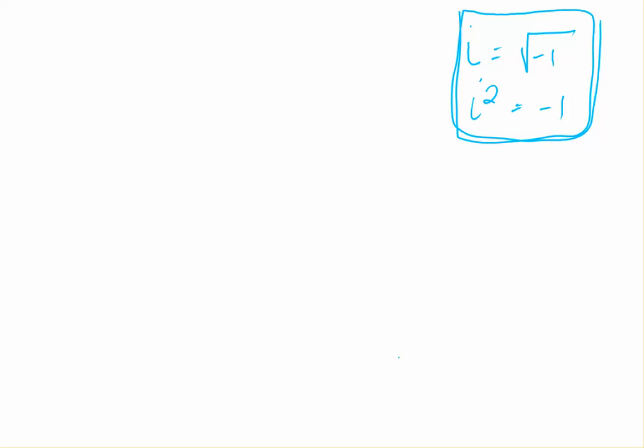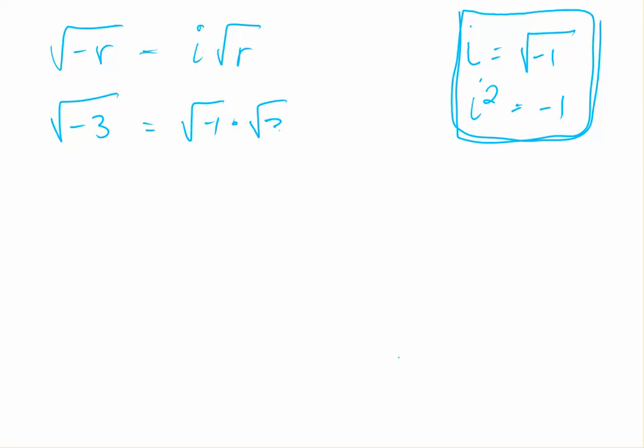So let's start talking about it. Let's say we have the square root of a negative number, like the square root of -r. The answer is imaginary number times the square root of r. So, for example, if we have the square root of -3, what that really means is square root of -1 times square root of 3, and that means i times the square root of 3.